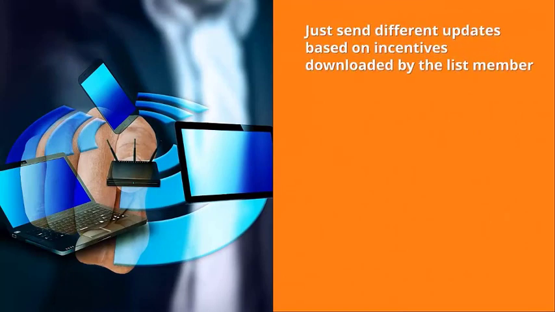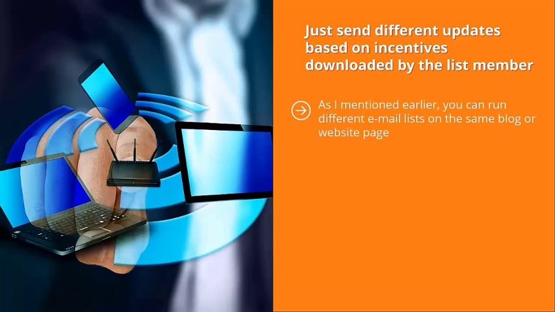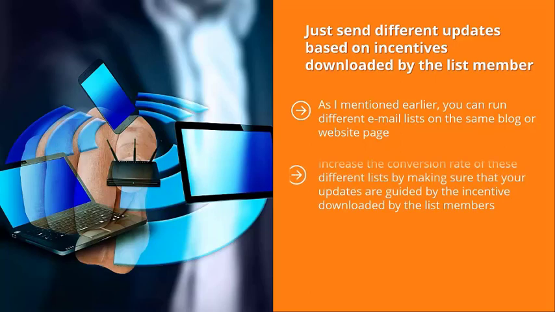Just send different updates based on incentives downloaded by the list member. As I mentioned earlier, you can run different email lists on the same blog or website page. When people click these ads to sign up to a list, they're actually signing up to different email lists. Usually, these different lists offer different incentives. Increase the conversion rate of these different lists by making sure that your updates are guided by the incentive downloaded by the list members. For example, if the list member downloaded a video, chances are quite good that this person probably would want to watch other videos.